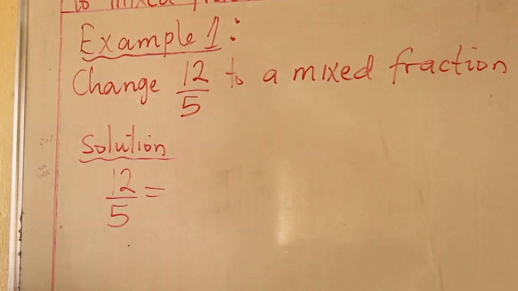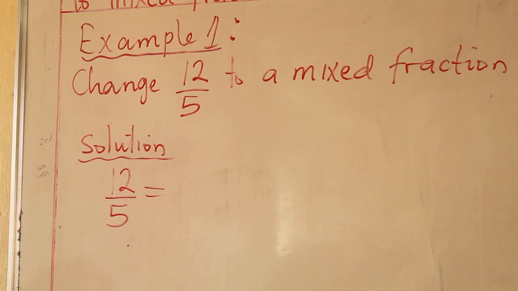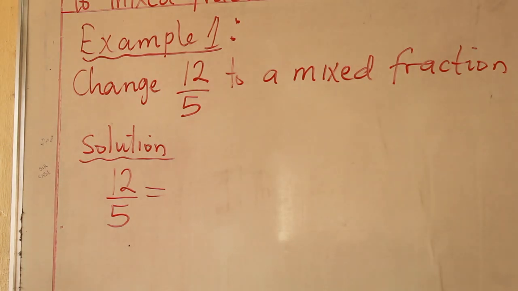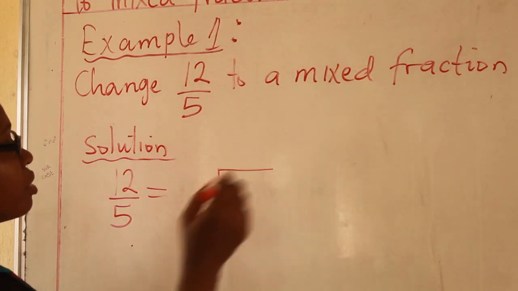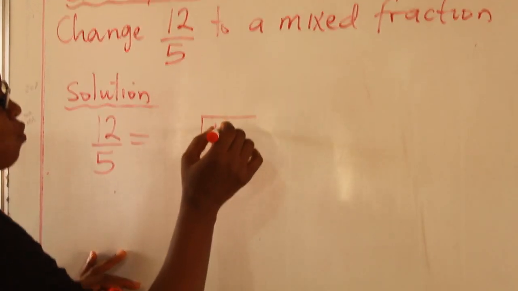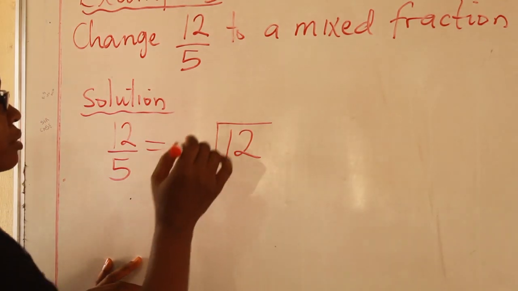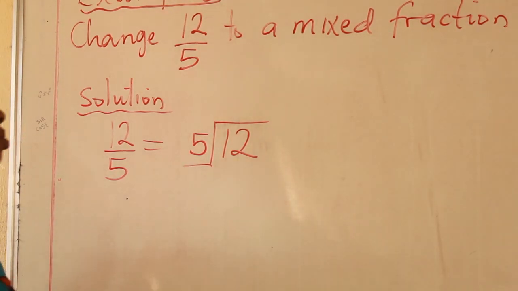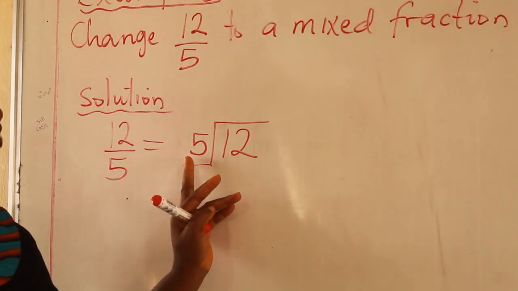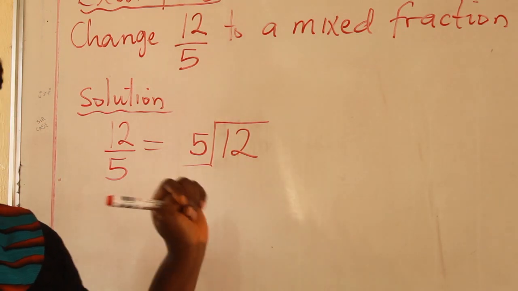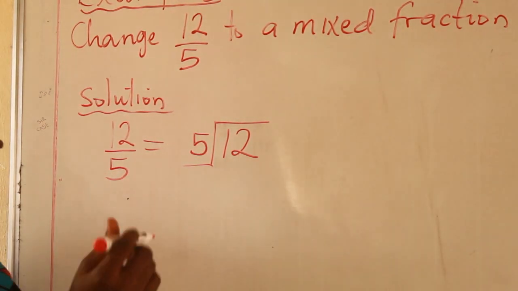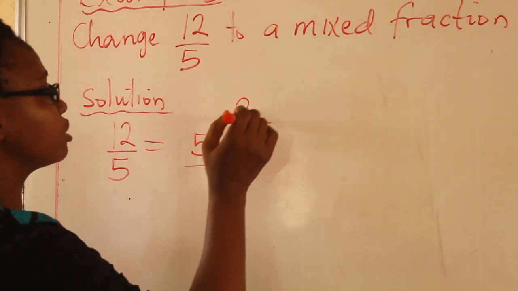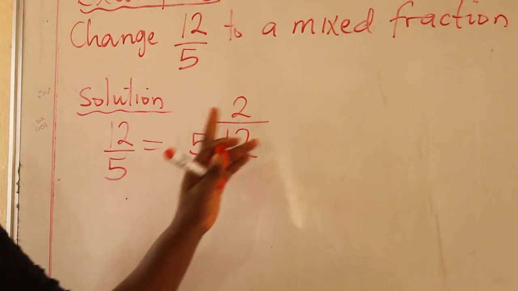Pupils, I want to explain something to you here to make it very easy for you to solve. When we are solving or changing improper fraction to a mixed fraction, I would love us to use the long division method, where your 12, the numerator, will go in, and then your denominator 5 will be outside. How many times will 5 get into 12? We all know that it is 2 times. So you write your result up here.